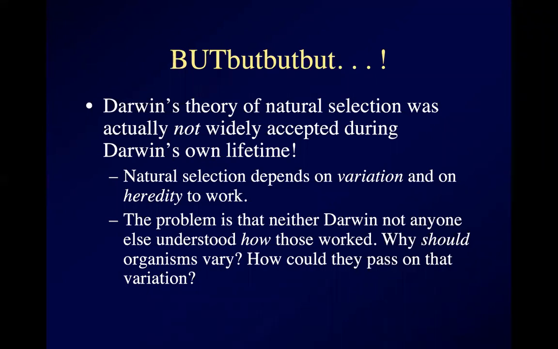So that raises the question of why should organisms vary, and how do they pass on that variation? Why do you look different from your brother or sister, and yet you and your brother or sister both have traits, features that your parents have? Why does that work?